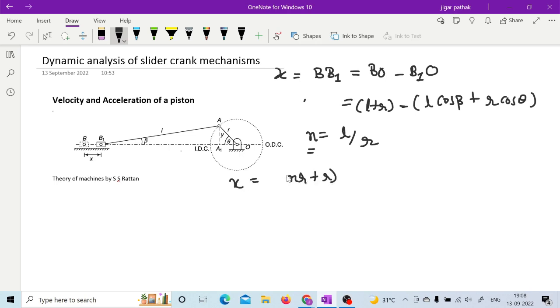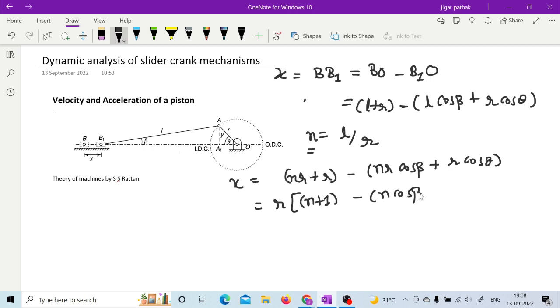So your equation will be like this: NR plus R minus, NR cos beta plus R cos theta, right? Now if you take out R from all the terms, what you are left with is N plus 1 minus N cos beta plus cos theta.